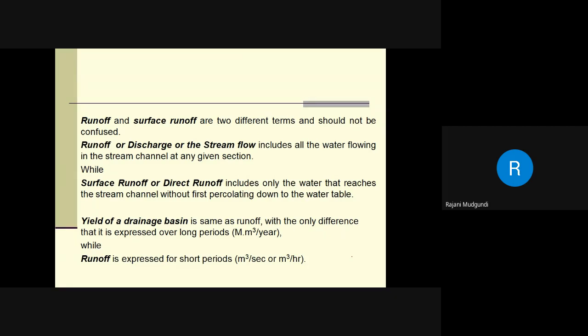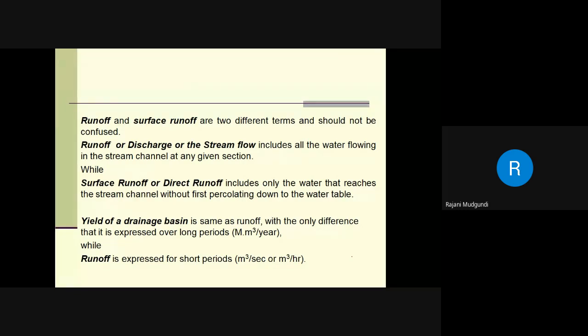So all these sorts of water which are joining and which are available as the stream flow, that is termed as runoff in total, whereas the surface runoff or direct runoff includes only the water that reaches the stream without first percolating down to the water table, which is directly available, which is flowing on the ground surface, is termed direct runoff.